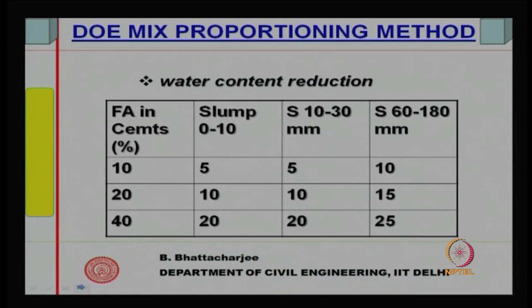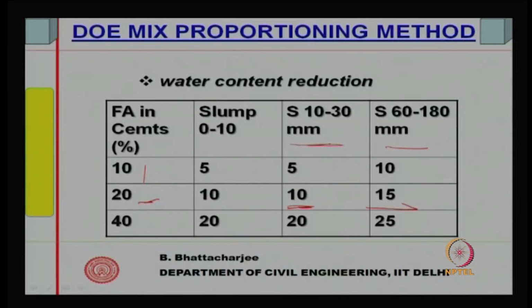Mix design methods actually allow for reduction in water content if you are using fly ash. For example, in a slump range of 10 to 30, if you use 20% fly ash, the water demand can be reduced by 10 kg per cubic meter according to the British practice of the DOE. So, in mix design, if you are using fly ash from outside, depending upon the percentage of fly ash, you can reduce the water demand depending upon the original slump of the concrete.